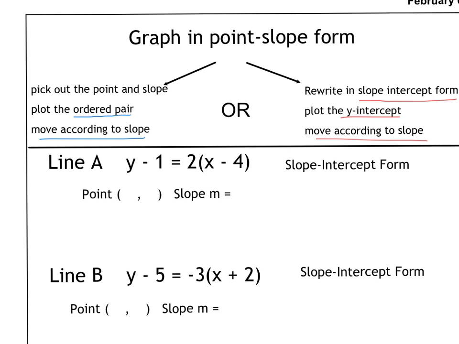So for line A, pulling out the point, remembering that the formula is y minus y1 equals m times (x minus x1), and that this is the value of x and the value of y, and if that were to become addition, we would have had to plug in a negative. So the number is actually opposite of what you see. So for line A, my x value is 4, not negative 4, just 4. My y value is 1, and my slope is 2.